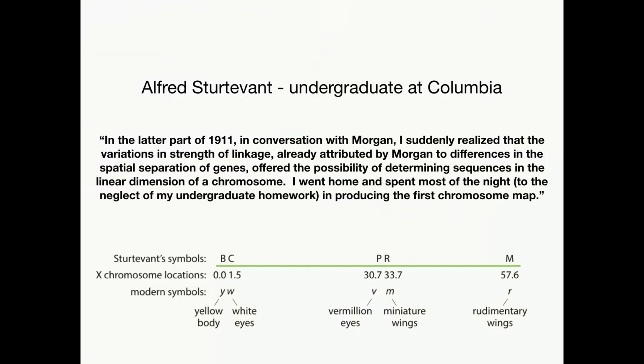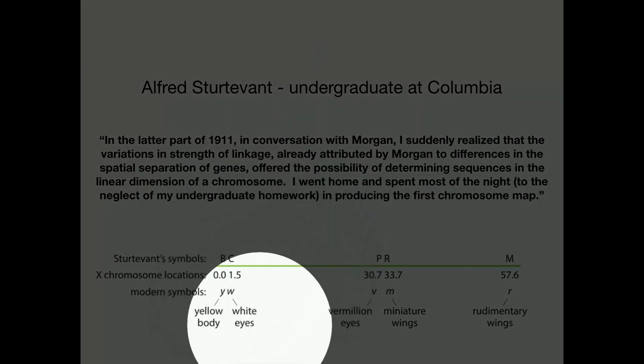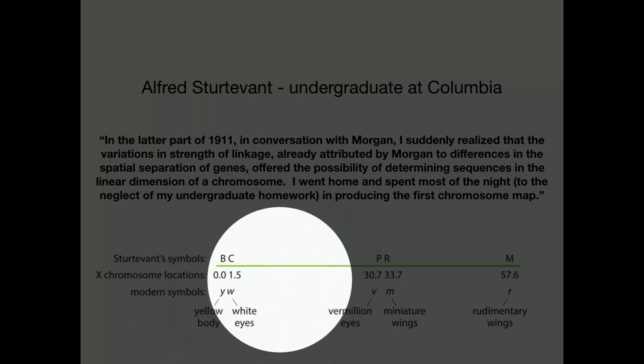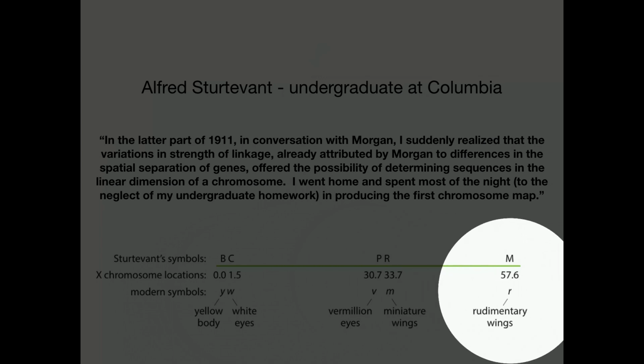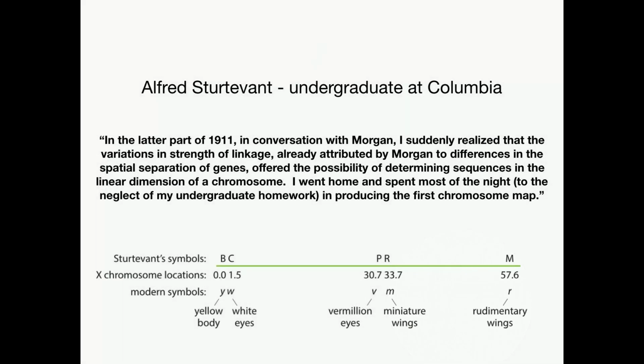So the first chromosome map was of the Drosophila X chromosome, which we've been talking about. There's the white gene, which we've been talking about in the context of eye color. There's a yellow body gene here. There's vermilion, miniature, rudimentary, right? These are all visible phenotypes that you can see in the fly, and you can measure recombination between various alleles of these different genes.